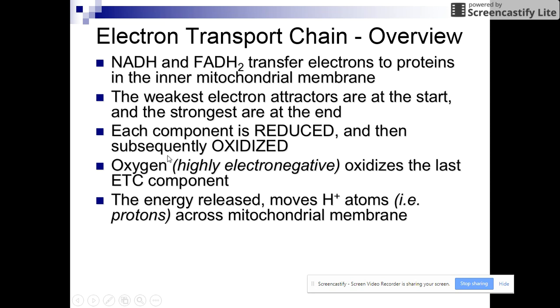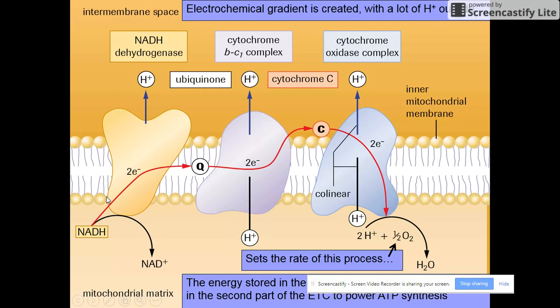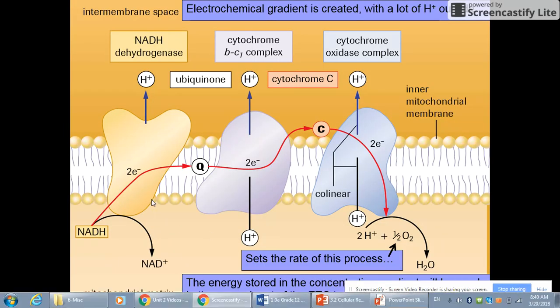When those electrons reach the last component, the cytochrome oxidase, the electrons then get passed to oxygen. So really oxygen is oxidizing the last component and is itself becoming reduced. The energy released moves protons, H plus ions or H plus atoms, which are really just protons, across the mitochondrial membrane. So here's an image showing this process.